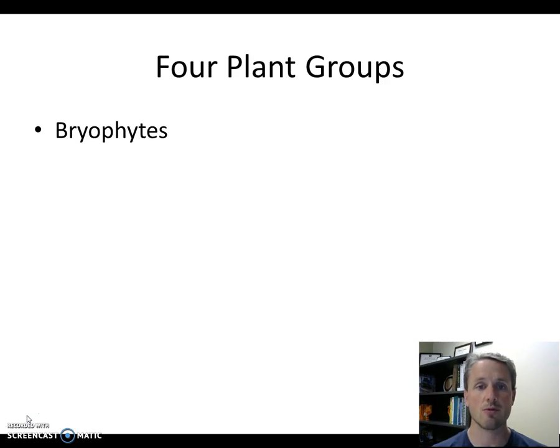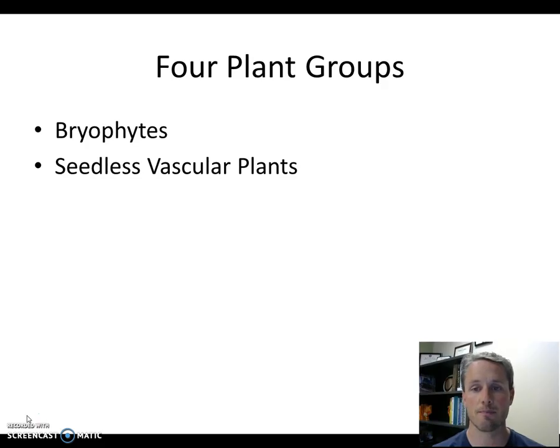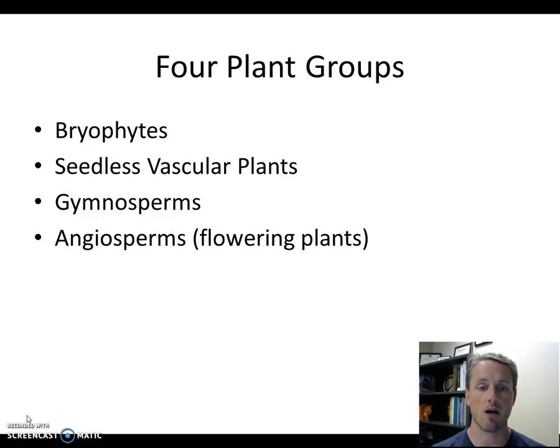After the bryophytes, we'll be thinking about a group we call the seedless vascular plants. After considering the seedless vascular plants, we'll consider another group called the gymnosperms. And the final group we'll consider are the angiosperms, or in some cases you might see them just simply referred to as flowering plants. So we want to organize these four groups of plants.